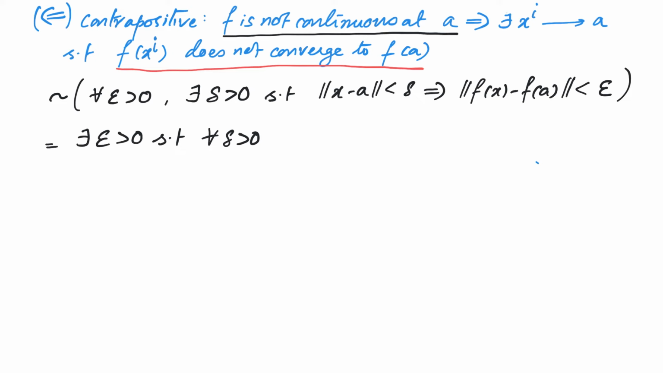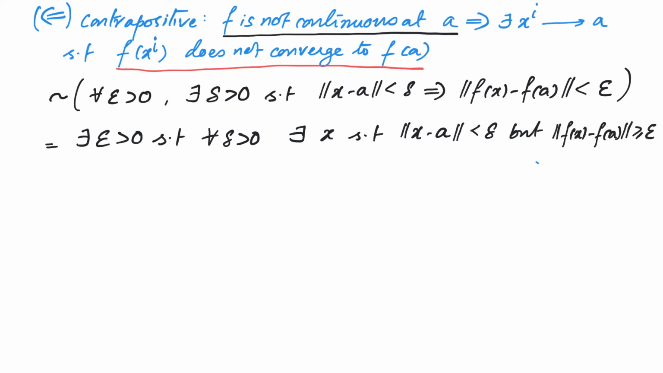In other words, whatever delta you take, there will exist some x such that norm of x minus a is less than delta, but norm of f of x minus f of a is not less than epsilon. In other words, norm of f of x minus f of a is greater than or equal to epsilon.